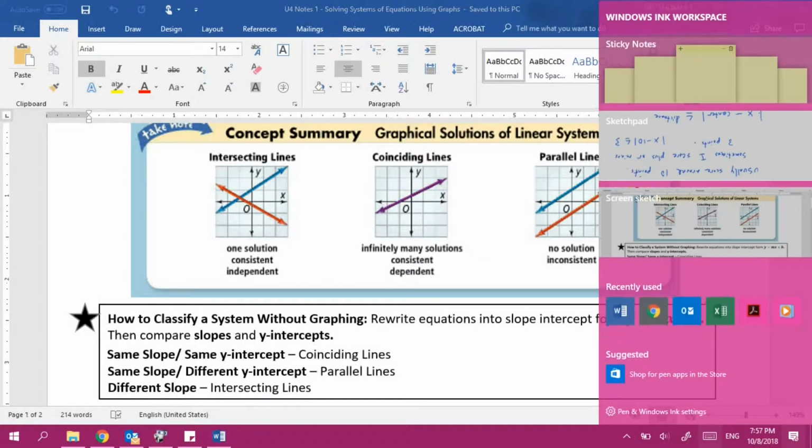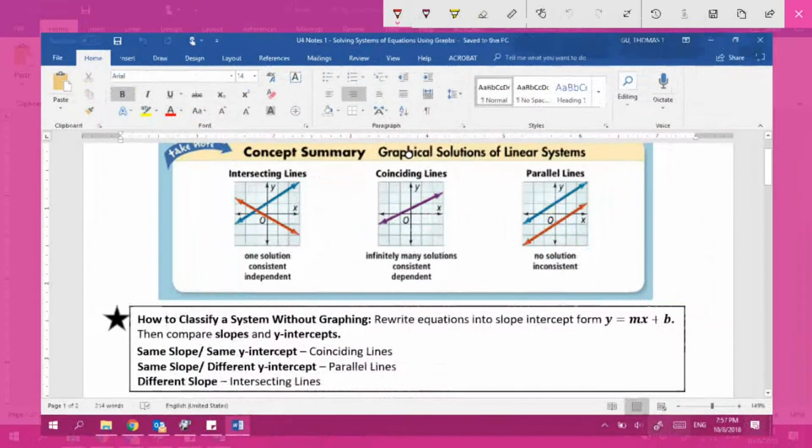Heck yeah, we love visuals. Pictures are the best. Okay, first of all, check out these intersecting lines. With intersecting lines, you can see there's a solution right there, right? That's one solution. That's a unique solution. Intersecting lines have one solution. That means it's consistent and independent.